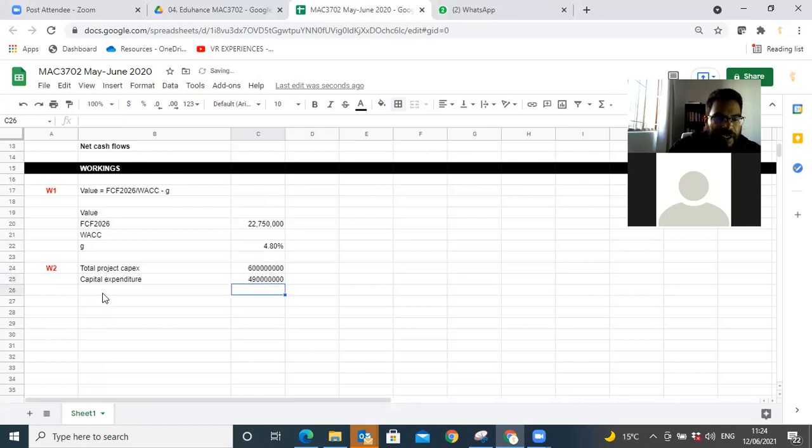Okay, so the remaining balance will go against store fittings. So the remaining balance will go between store fittings and what's the other one? Store fittings and working capital. So that minus that will give us what we wanted, 110 million.